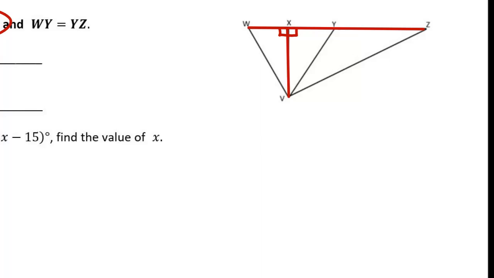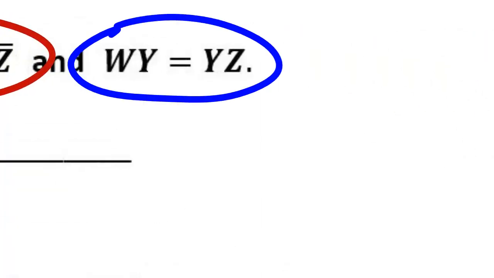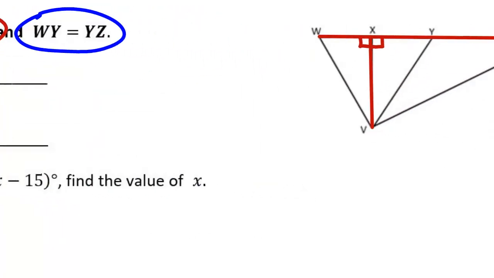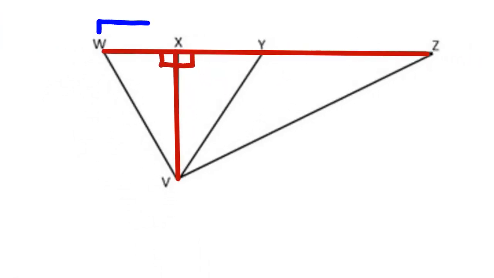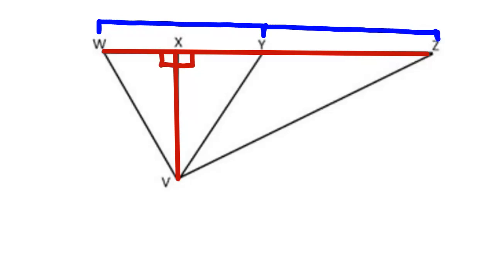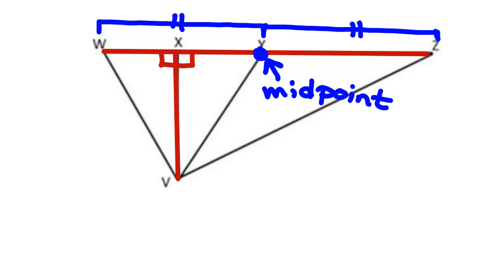And then it also tells me that wy is congruent to yz. So this segment right here is congruent to this segment, which means that y has to be the midpoint, because the two segments on either side of y are the same size, and w, y, and z are all collinear.